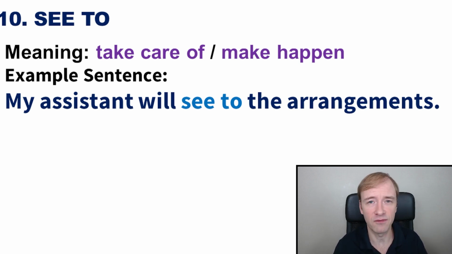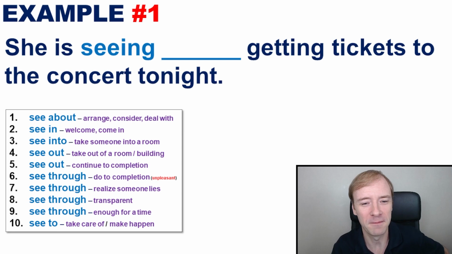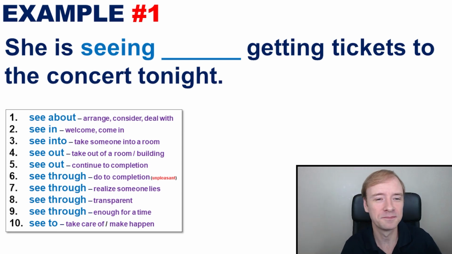That's 10 phrasal verbs using see. There are more, but I just chose 10. And now you're thinking, oh, Robin went too fast. I didn't understand all that. Well, I have some more practice here. Don't worry. And again, we have the quiz at the end.